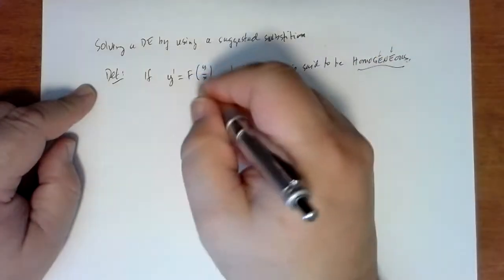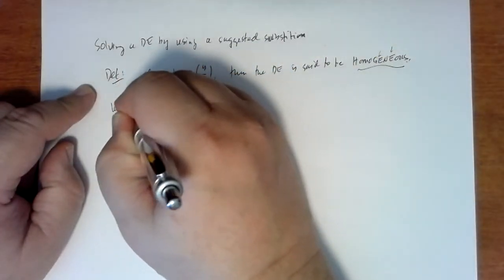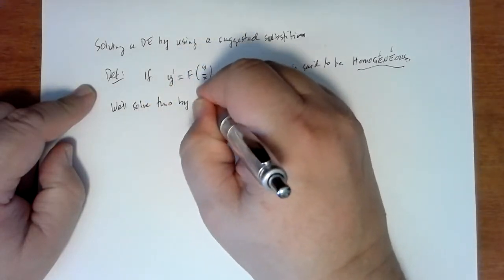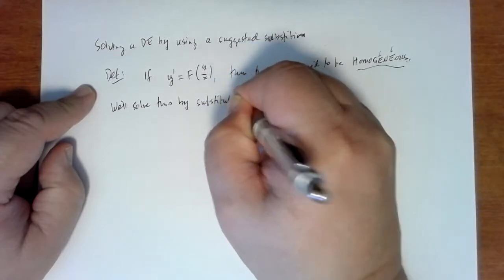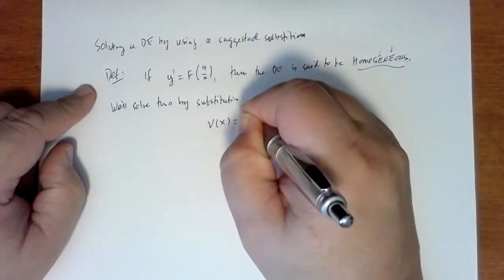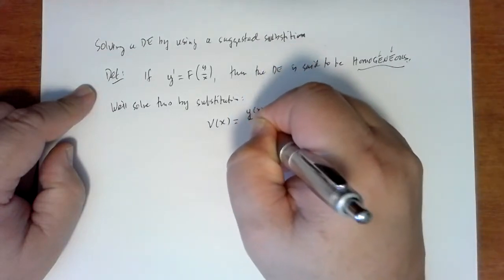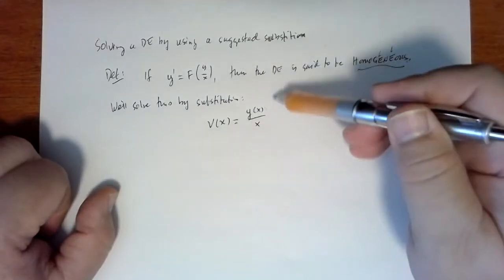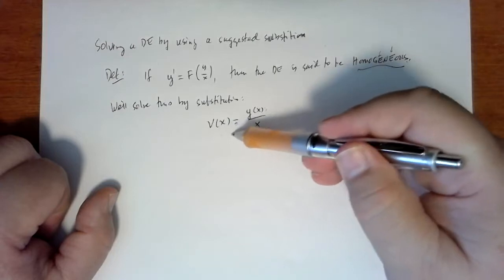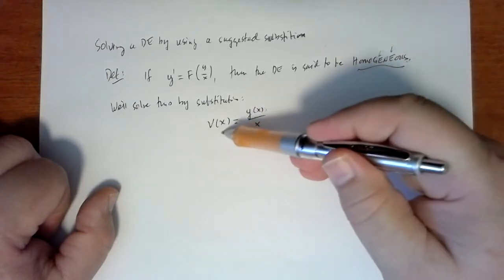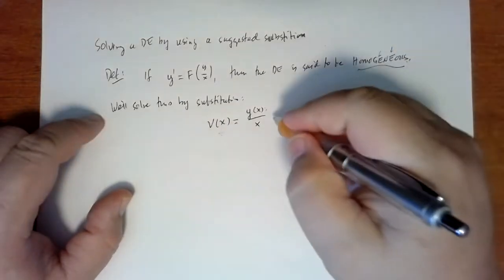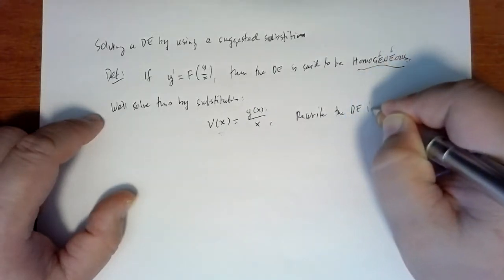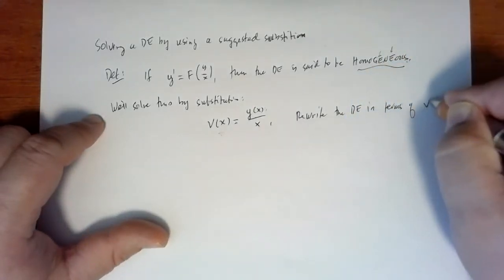So the way we're going to solve this, we'll solve this by taking the substitution v of x is equal to y of x divided by x. So I'm emphasizing that this y, the original y, was a function of x, and so this v of x, which is y over x, is now also a function of x. Okay, so then we're going to rewrite the DE in terms of v and x.